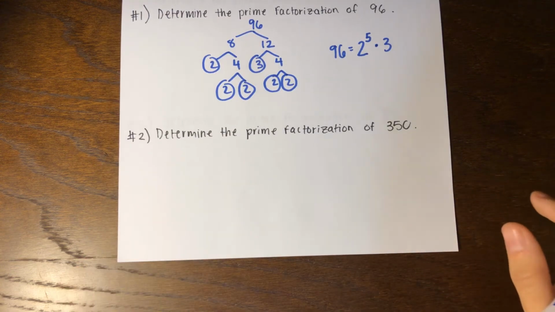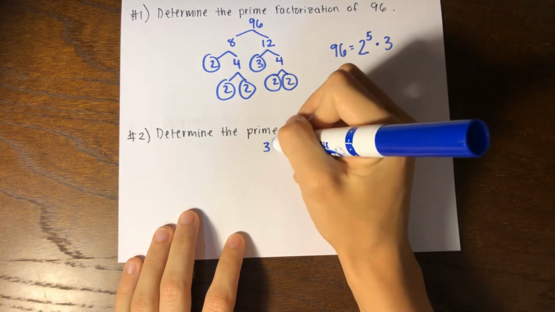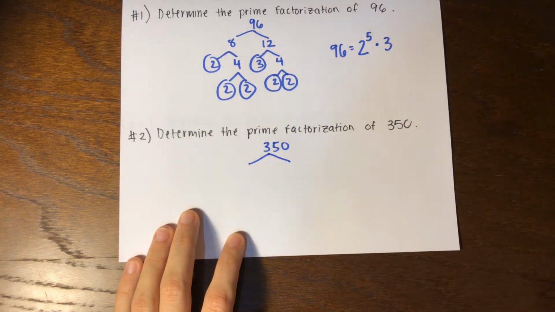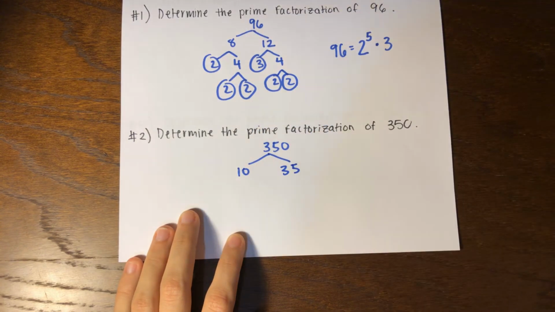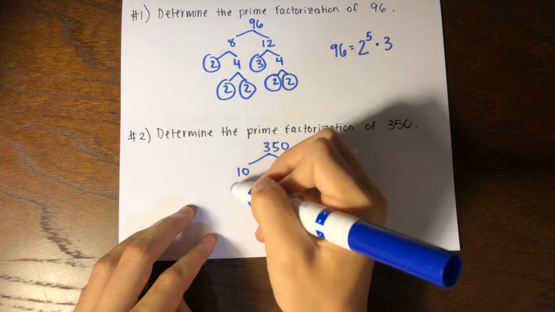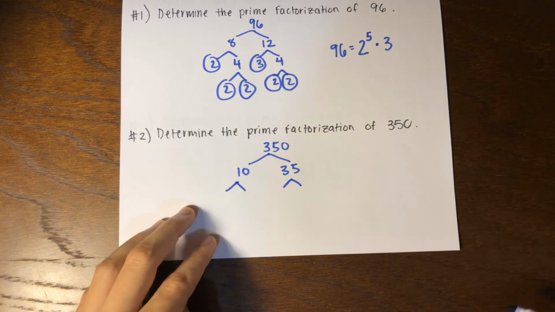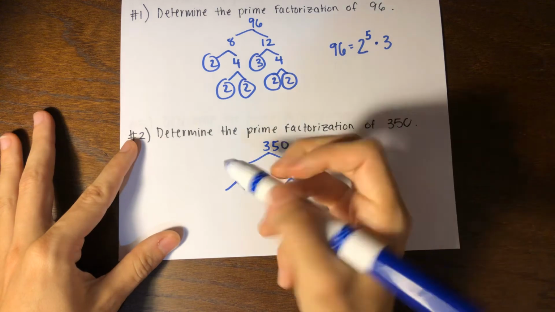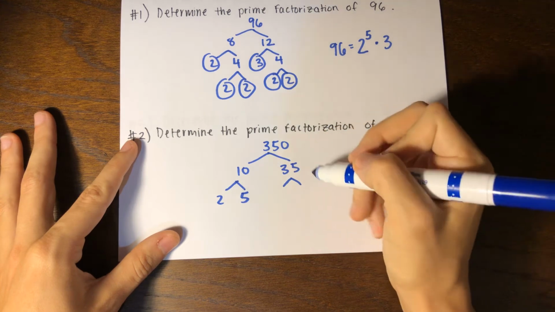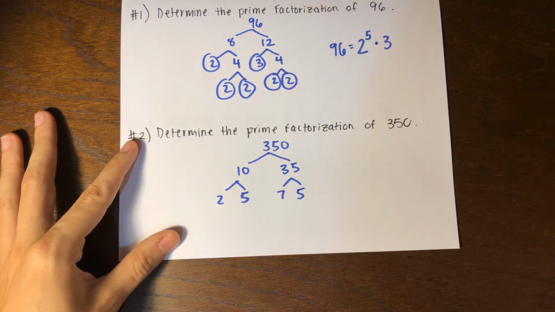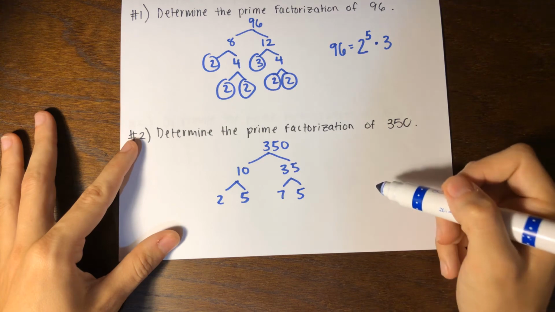Determine the prime factorization of 350. So I take 350, and I'm thinking, what two numbers will give me 350? Well, what about 10 and 35? 10 times 35 is 350. Now we're going to break this one apart and that one apart. Two numbers that make 10. Well, 2 and 5. Those are both prime numbers, so we can't make a tree anymore on that side. So we go to 35. Well, I know 7 times 5 is 35. These are both prime numbers, so we're done.